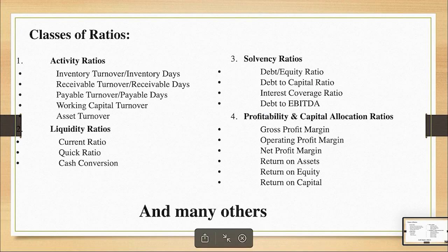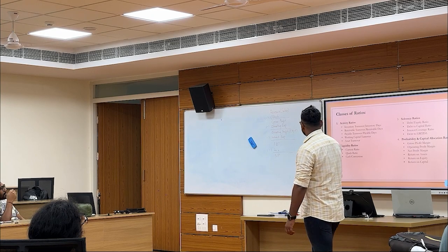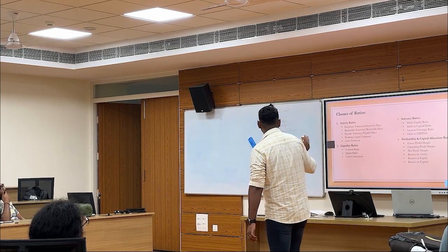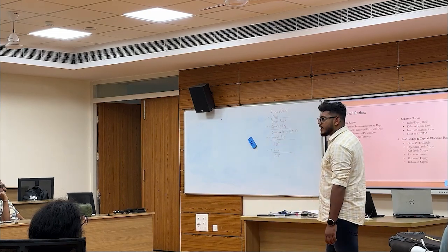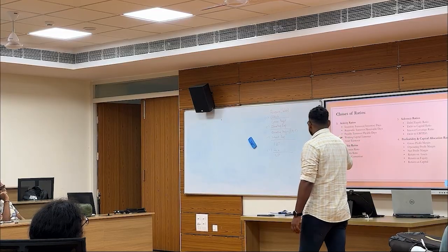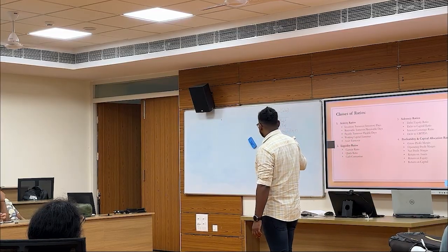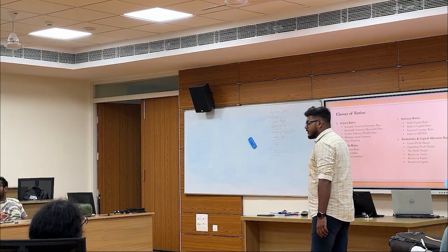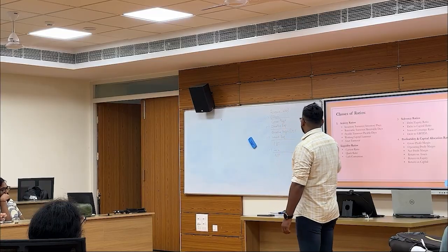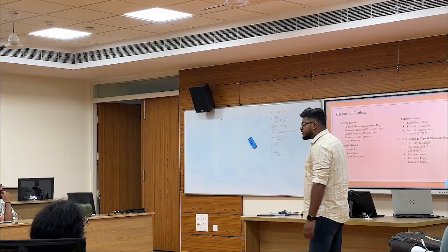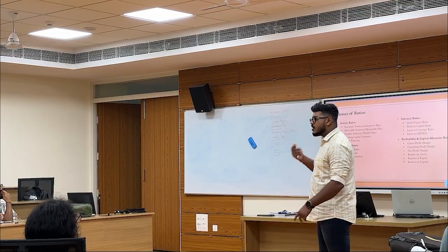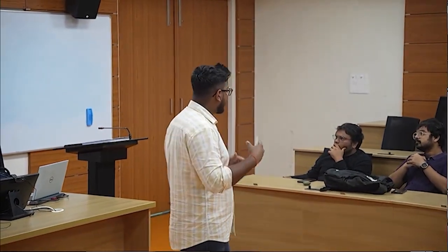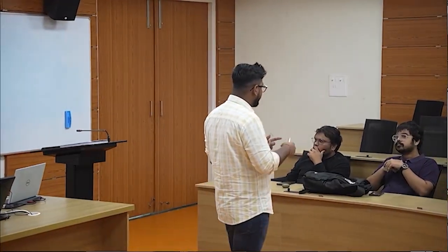Now, the classes of ratios, which we already talked about in term one. Ratios are divided into four classes: activity ratios, liquidity ratios, solvency ratios and profitability ratios, which I already talked about in the first slide. The activity ratios are inventory turnover ratio, receivable turnover ratio, payable turnover, working capital and asset turnover. For liquidity, I already talked about the current ratio, quick ratio, and cash conversion: how quickly the company is converting the income it generates into cash, and whether it is converted quickly or not.